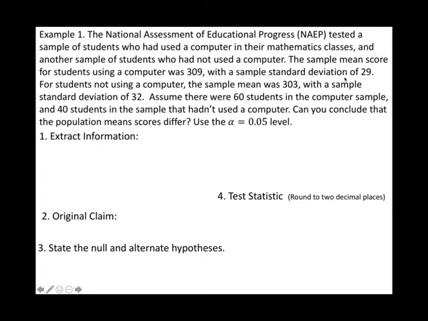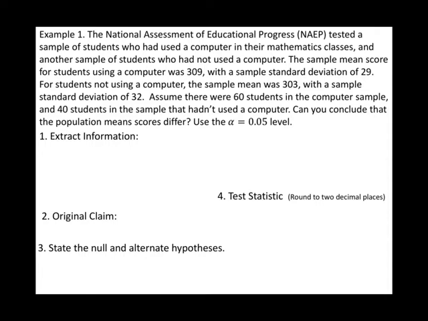For students not using a computer, the sample mean was 303 with a sample standard deviation of 32. Assume there were 60 students in the computer sample and 40 students in the sample that hadn't used a computer. Can you conclude that the population means differ? Use the significance level 0.05.